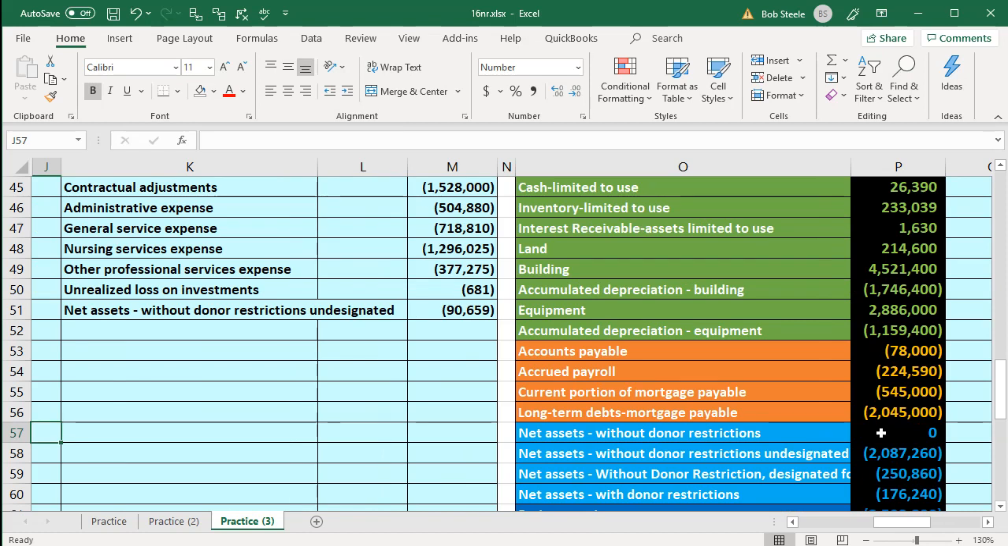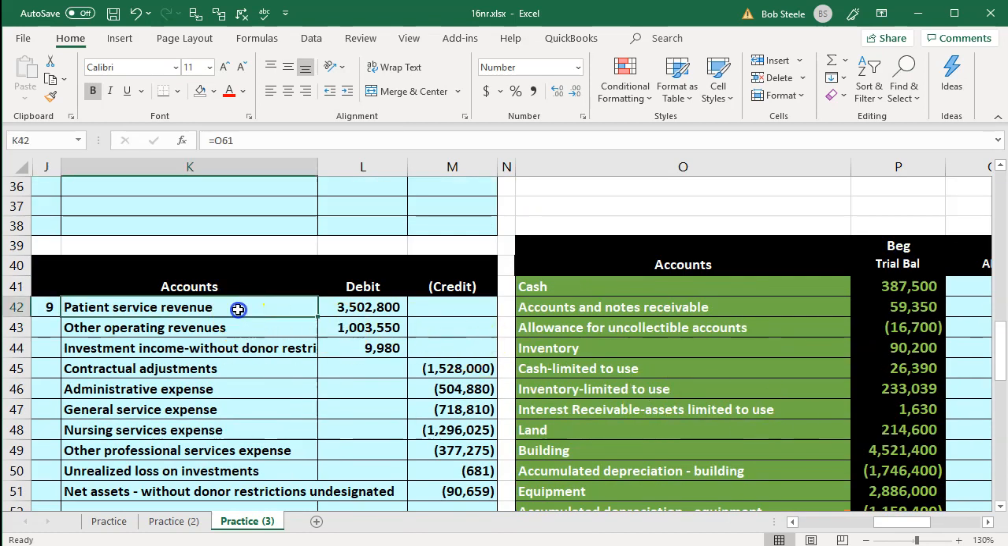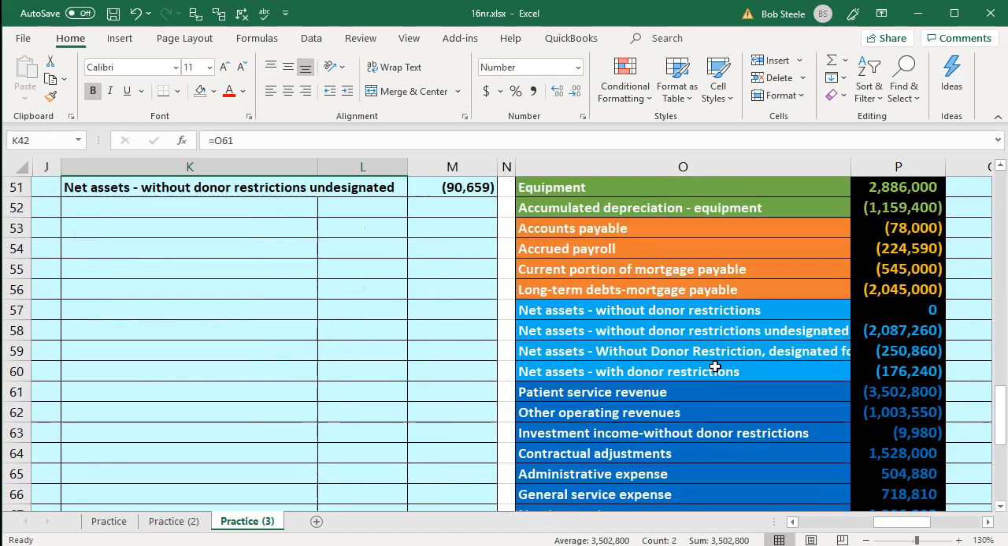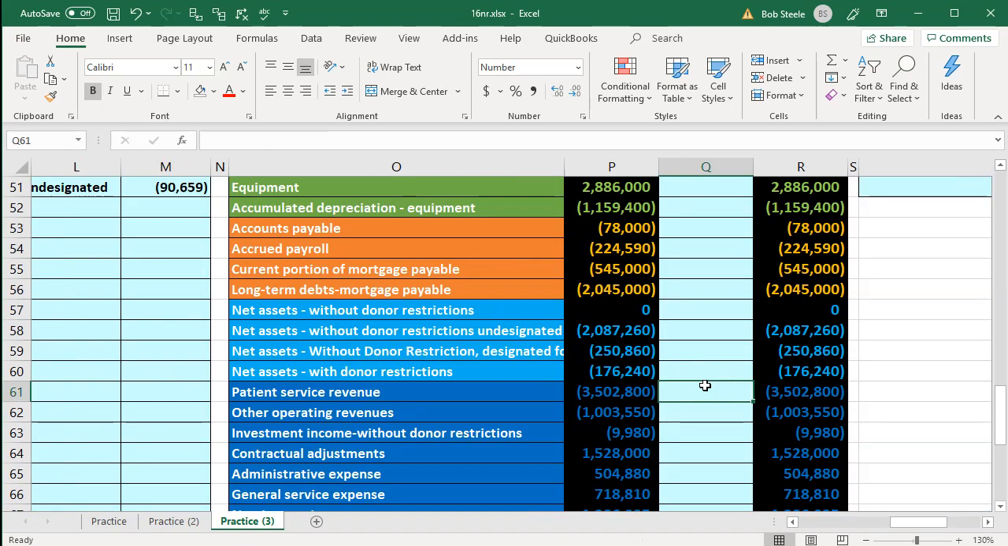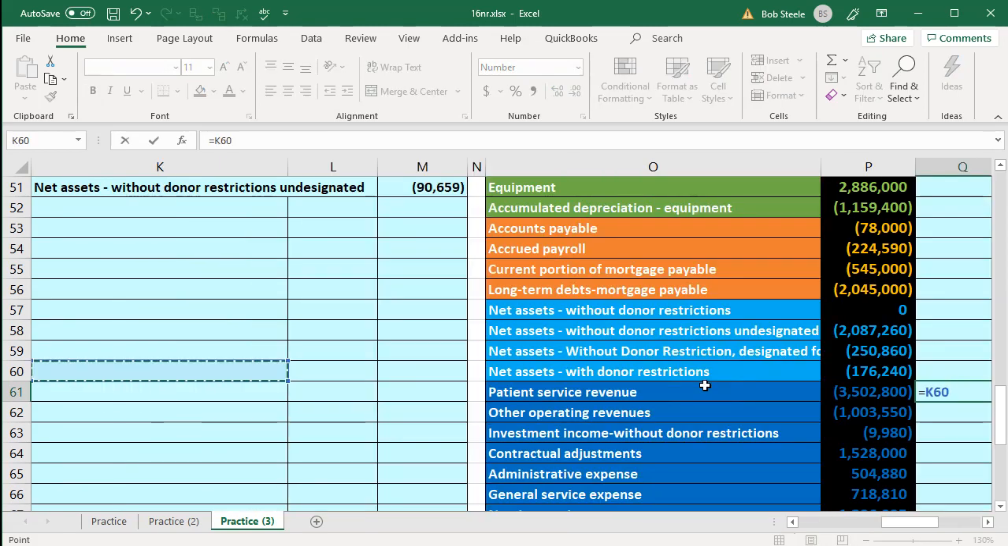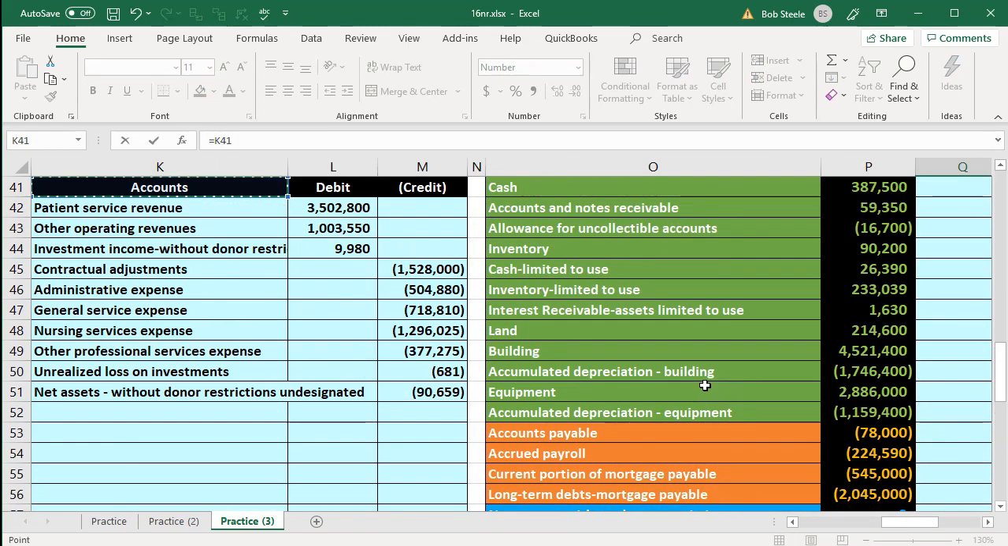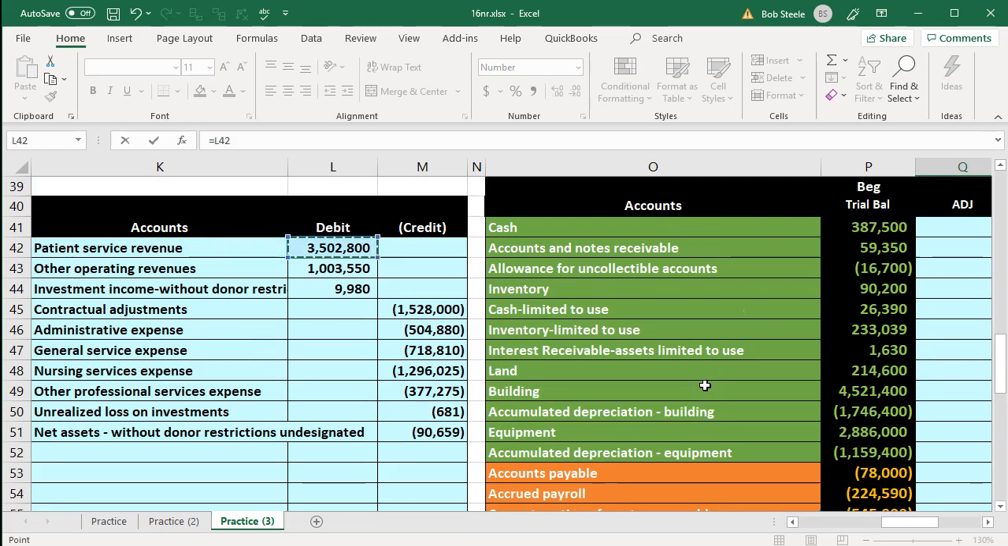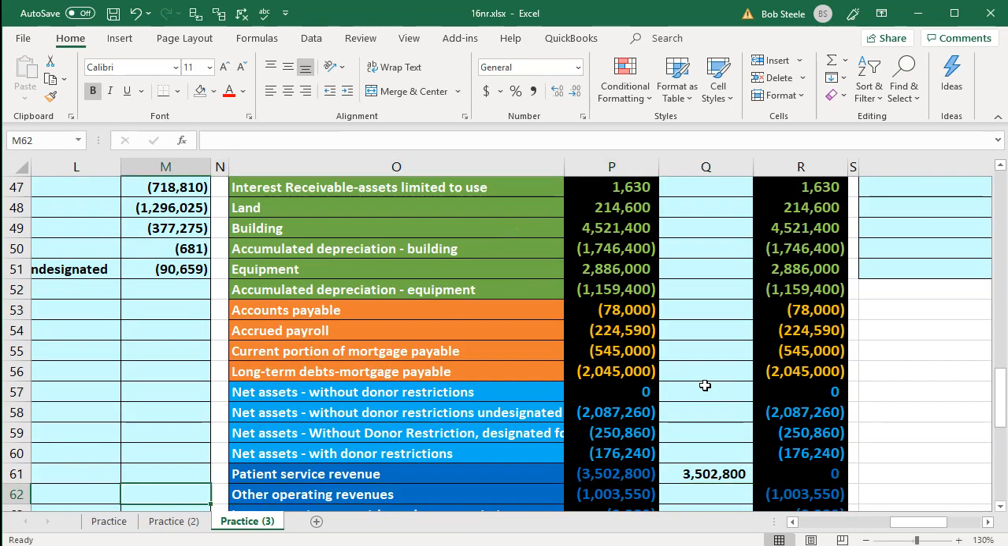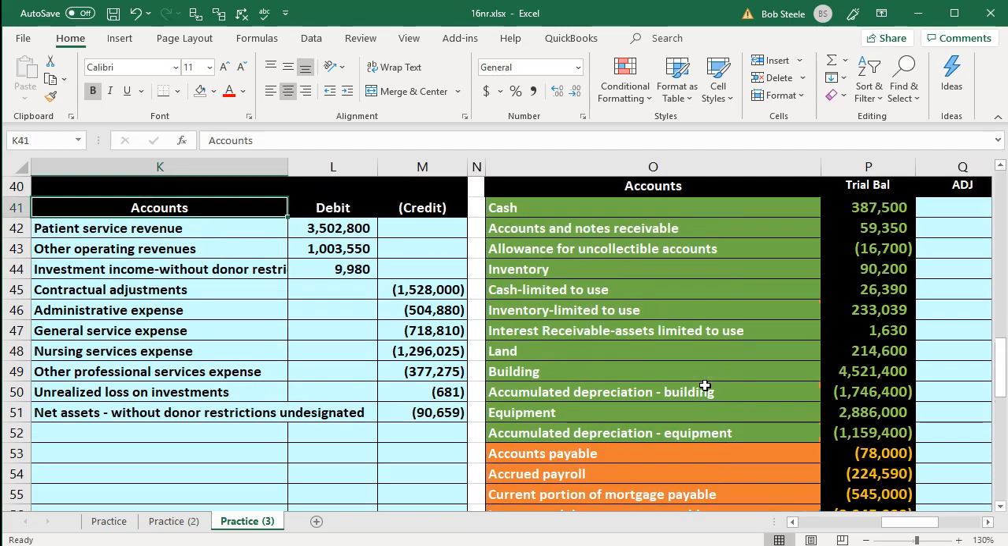All right, let's go ahead and post this out. We're going to scroll back up top. We have the patient service revenue. Scrolling down to the patient service revenue, we're going to be down here. We are in cell Q61, where we will say equals, scroll back up, and we will pick up that 3,502,8 and enter. Next, we're going to go to the other operating revenues.